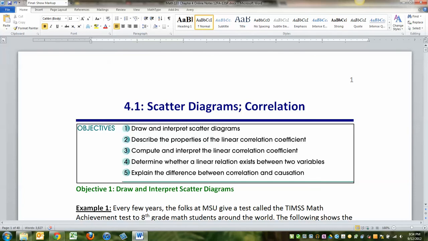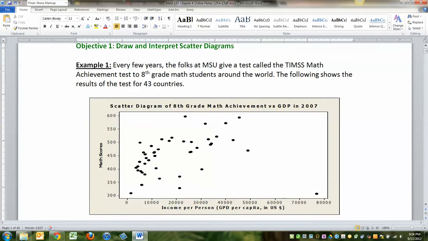So scatter diagrams look a little like that. There you go. You have a plot and a whole bunch of dots. Every few years, the folks at MSU, Michigan State University, give a test called the TIMSS Math Achievement Test to 8th grade math students around the world. The following shows the results of the test for 43 countries.